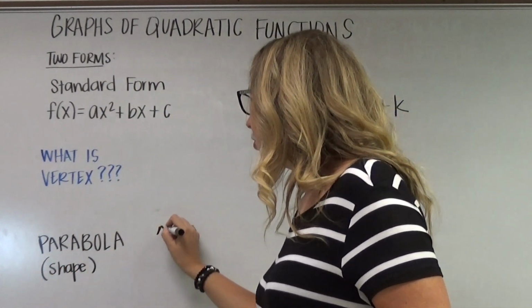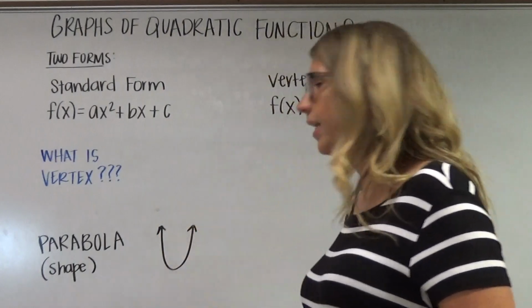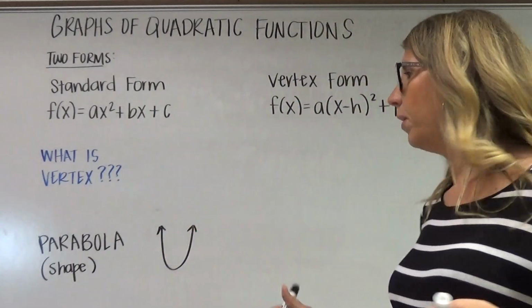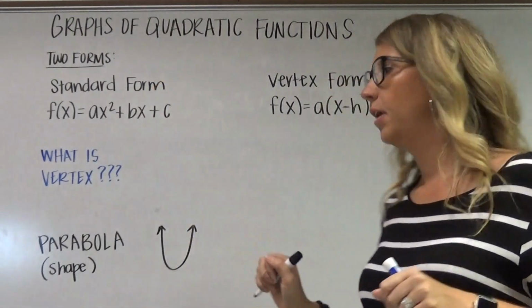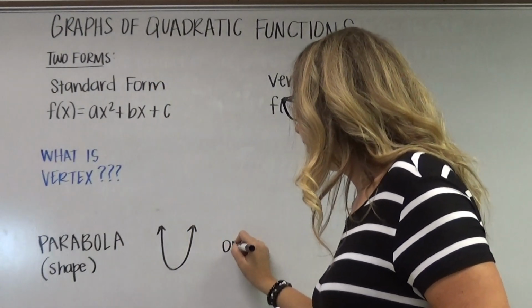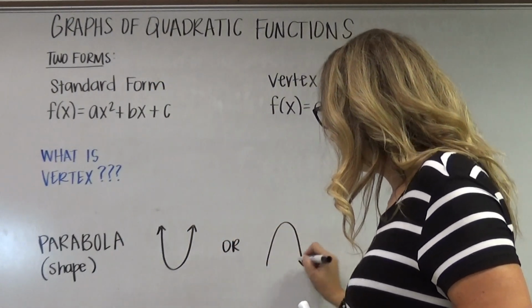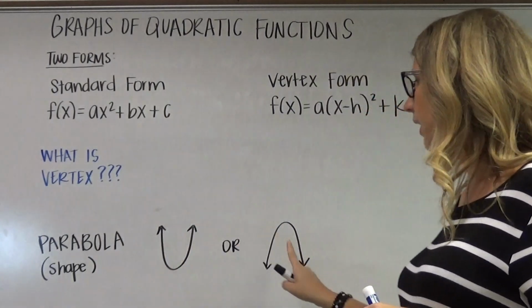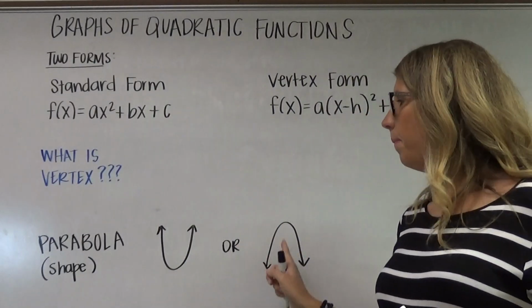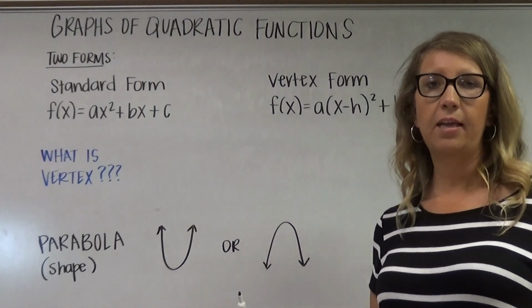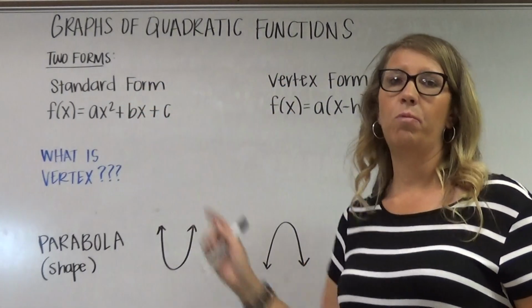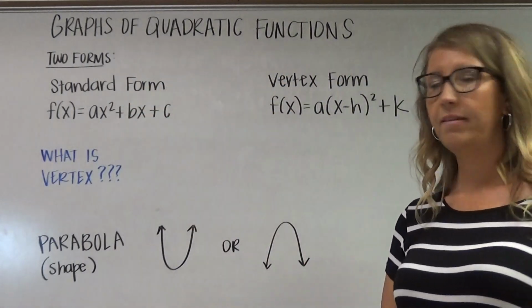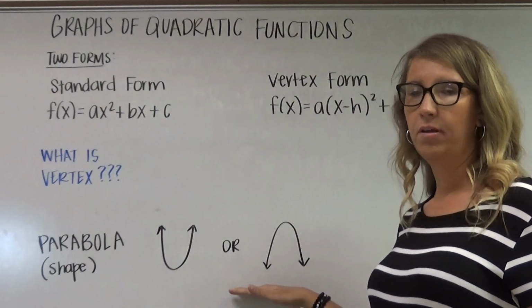A parabola can look like this, like a capital U, where the ends are going up, or it could be turned upside down, kind of like a valley or a mountain. Both of those are the shape that you would get for any equation in one of these forms. So all quadratics have a parabola shape.